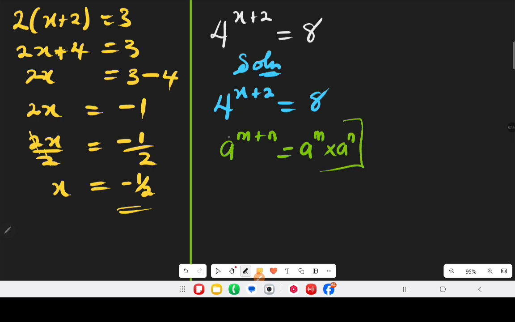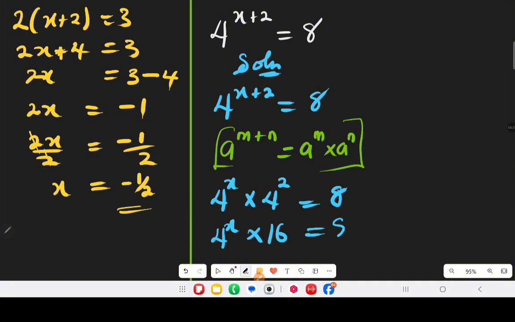If this is true, the expression above will become 4 raised to the power of x times 4 raised to the power of 2 equal to 8, which is equal to 4 raised to the power of x times 16 equal to 8. 4 raised to the power of x times 16 gives us 16 into 4 raised to the power of x equal to 8.